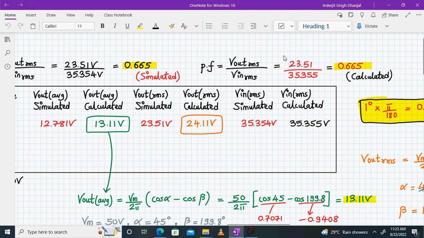Let me just change it. So over here we have to substitute the calculated value. So I guess I have done it with the simulated value. Let me take it out, whether these values are proper.